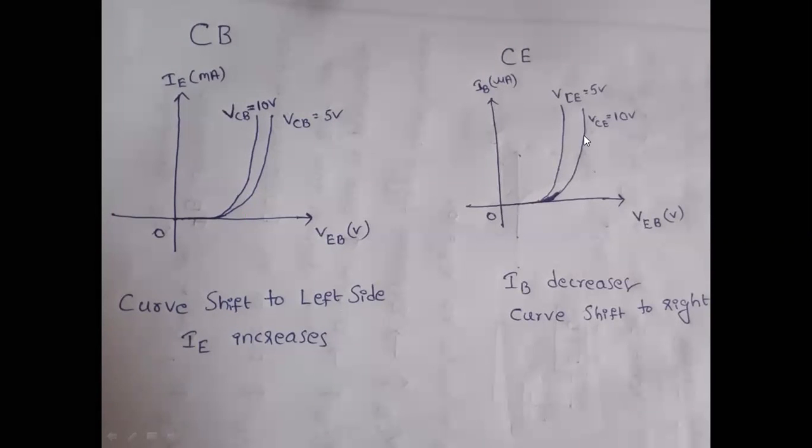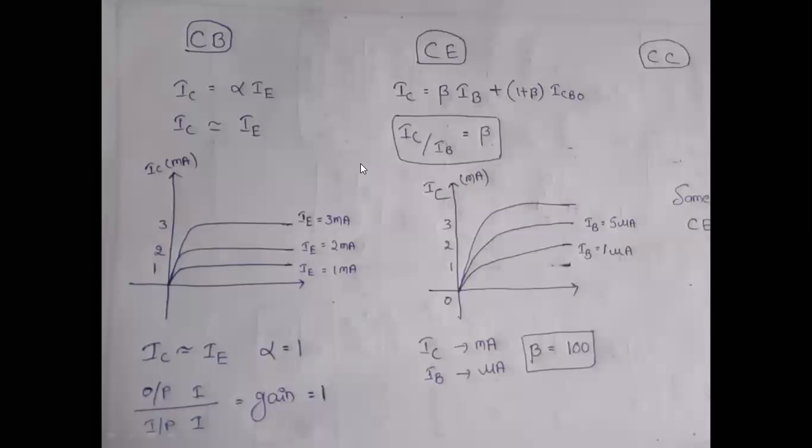If you observe, if you increase the voltage on the output side, here 5, 10 left side, here 5, 10 right side. That means here IB current decreases, curve moves to the right side. Here IE current increases, curve moves to the left side due to the early effect. If you understand the early effect, then you will get the clear picture of input characteristics in CE as well as CB. Now we will move to understand what are the output characteristics.